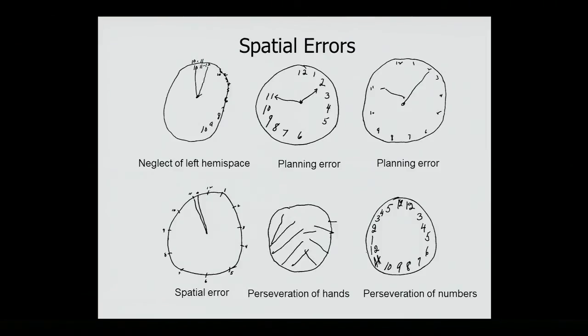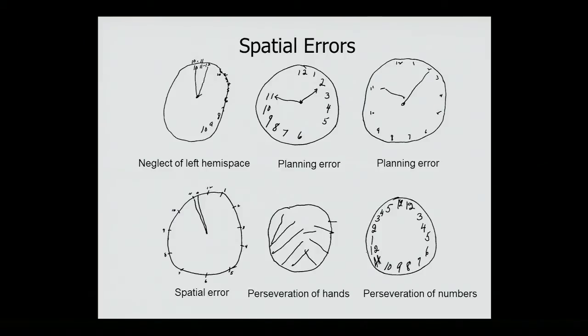This patient neglected the left half of space, you can see. This person had planning difficulties where they would leave gaps between numbers. They knew the anchor points should be here and here, but their planning was off, so they left gaps. Same thing here. Here you can see they knew a clock had numbers, but the spatial relationship between the numbers and the boundary of the clock were violated.